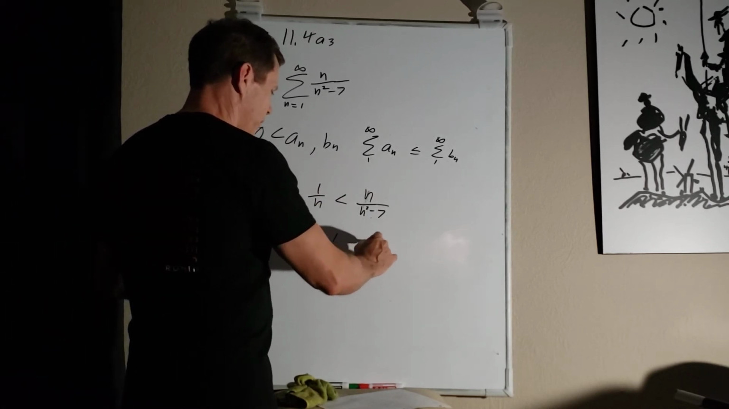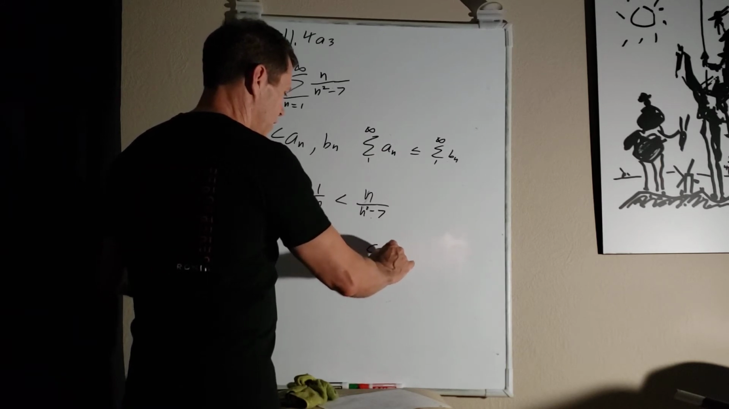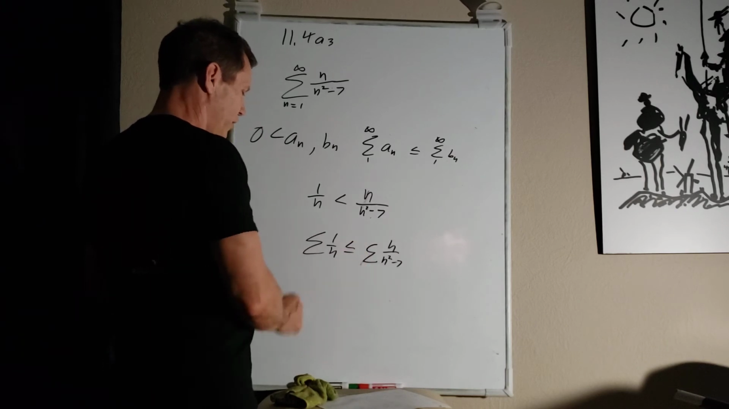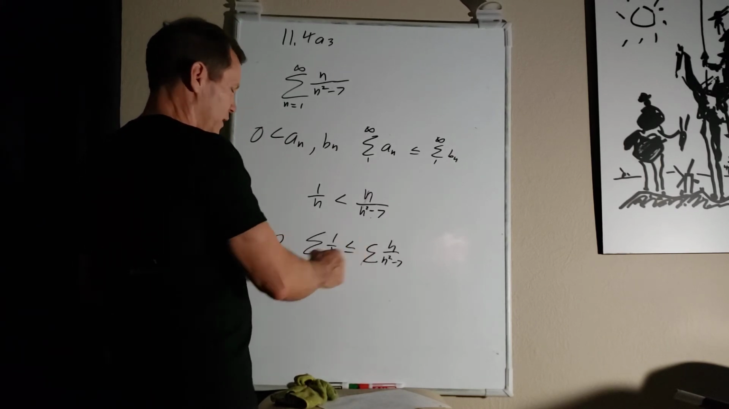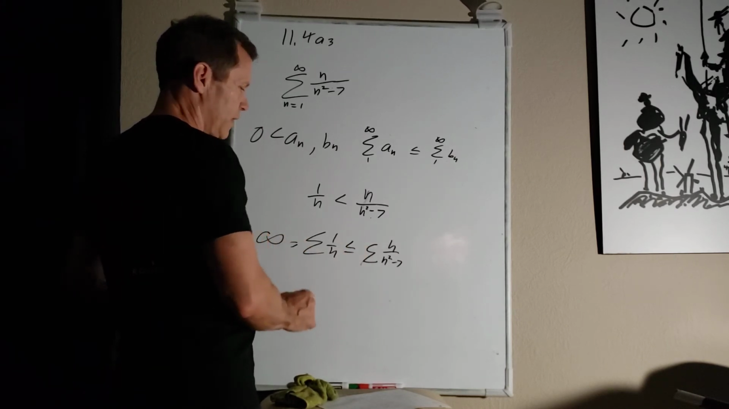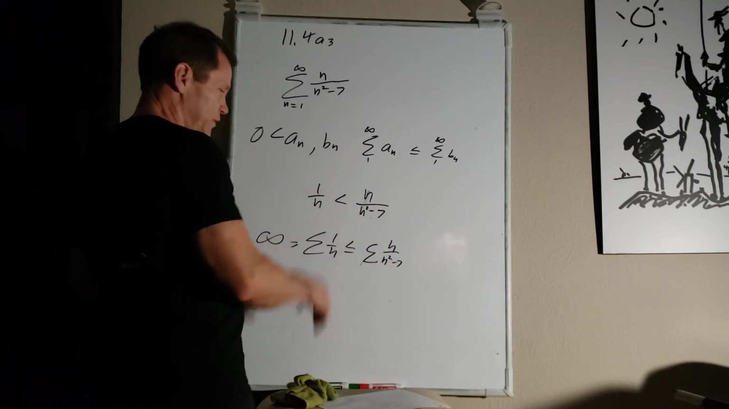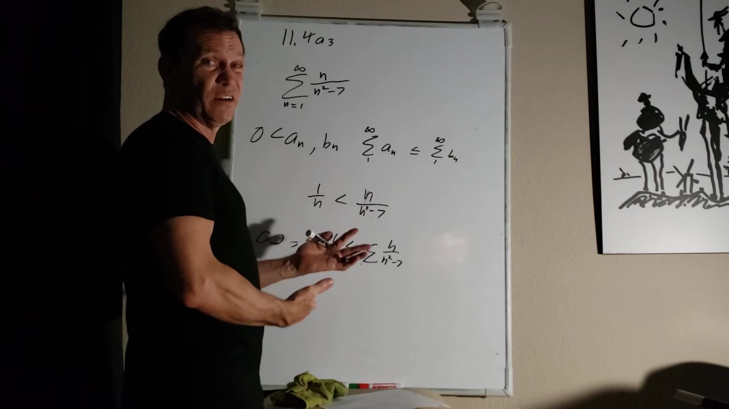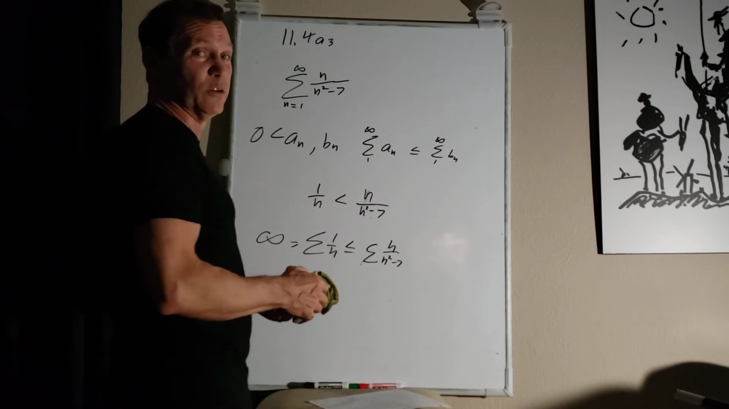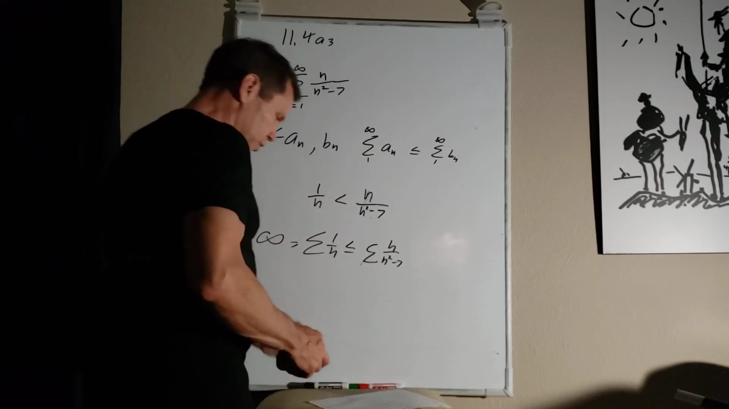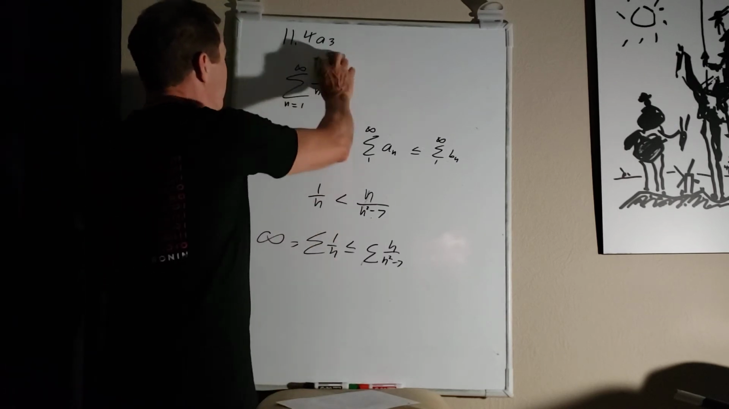So now what can you say? Summation 1 over n compared to summation n over n squared minus 7. This one's always bigger than that one. This guy goes to infinity. What can you say about this guy? That means that guy has to blow up. So this one was easy to do. When I put a plus sign in there, it's a little bit hard to do. I don't know what to do. So let's run through some other cases.